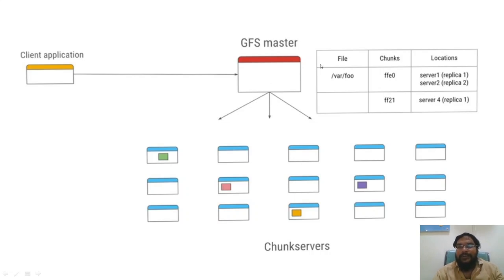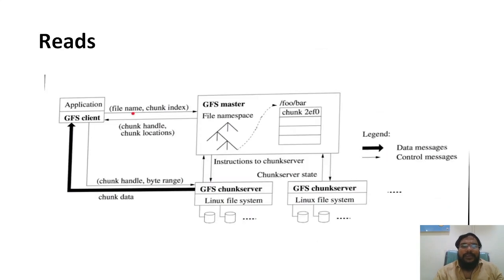and after looking into this index, the chunk will be located and then transferred to the client. If you look here, the chunk that we have named FFE0, which can be an ID of that chunk, is stored in server 1, that is replica 1, and the same data is also stored in server 2, that is replica 2. So two replicas of the data are available. In case of server 1 failure, you can retrieve the data from server 2. That is what happens, right?